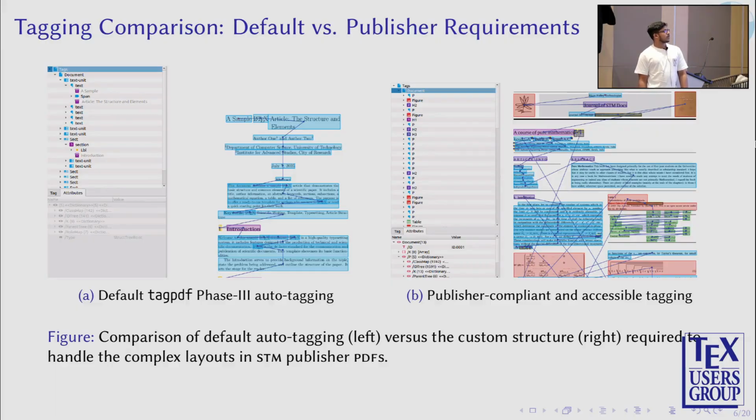You can see here, when we use phase 3, the tags listed here are the default, but the publisher wants something like this. So, as I said before, we abandoned phase 3 and used phase 1 and injected those particular tags into the PDF.